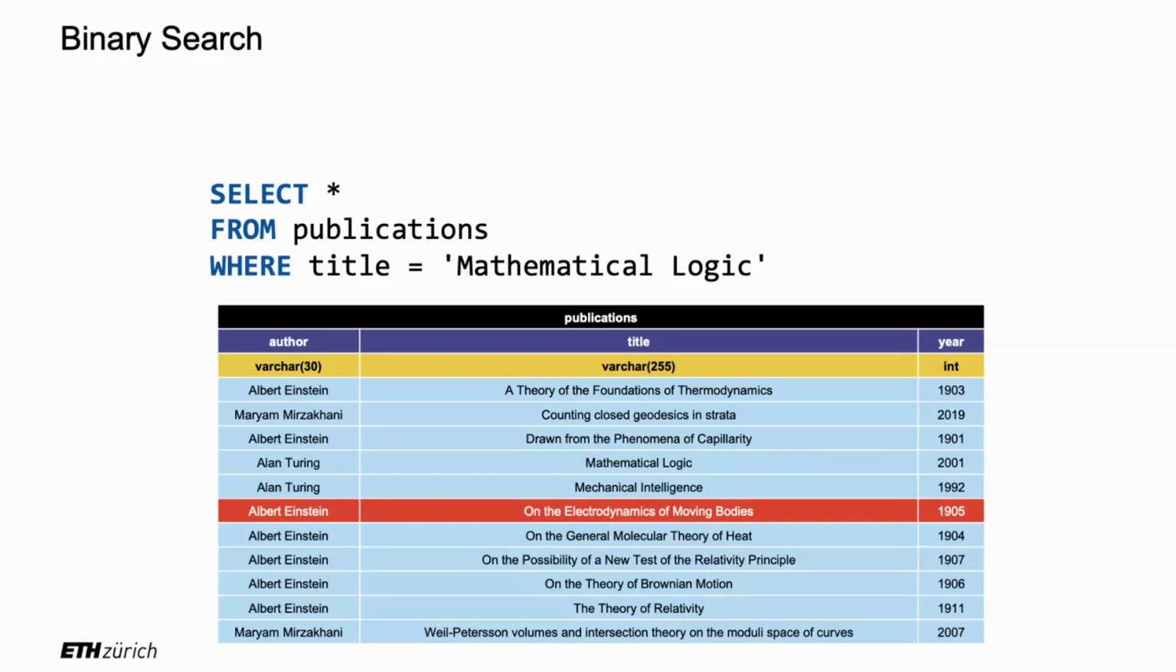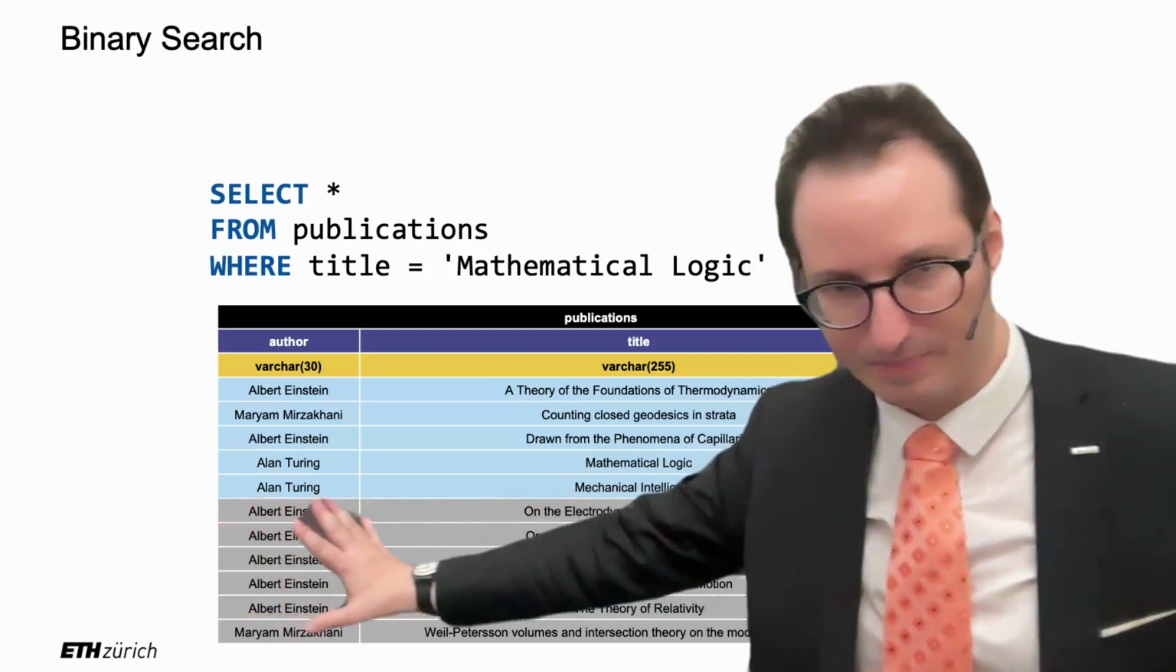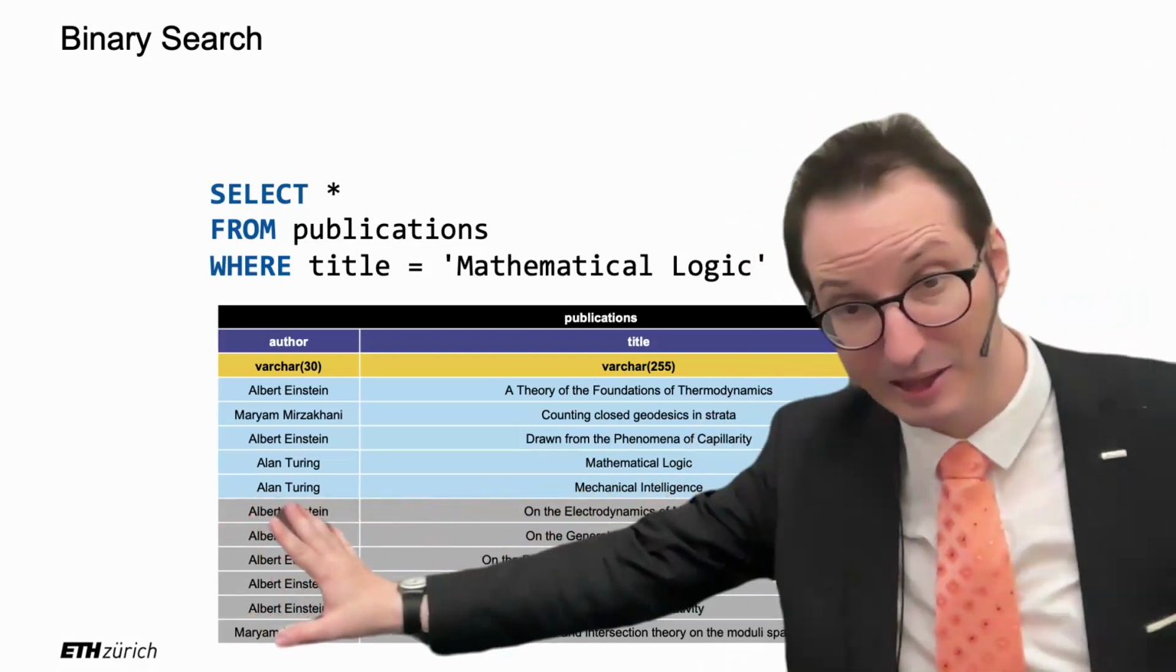So binary search. I just look at a record randomly, but roughly in the middle, right? And then I ask myself, okay, is what I'm looking for before or after that record? Well, O is after M. M is before O. So I know it's going to be before that. So what I can do is throw away the second half of my table. Everything that's below, I can ignore now because I know it's sorted. So I can ignore that.